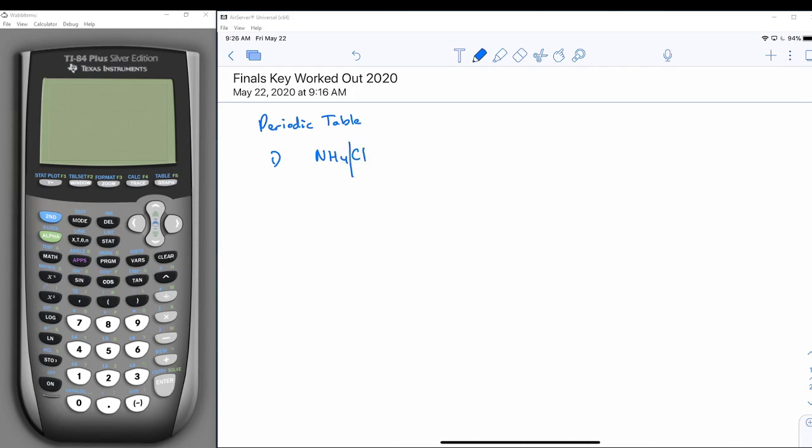And so what you see here is something like NH4Cl. Well, NH4 is ammonium, and then Cl is chloride. 2. BeSO4, beryllium sulfate. These are the polyatomics that you have to know: ammonium and sulfate, etc. So 3, MgCl2, that's magnesium chloride.